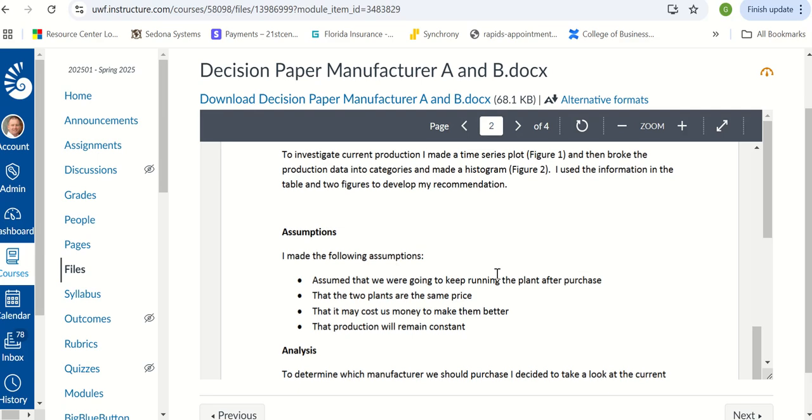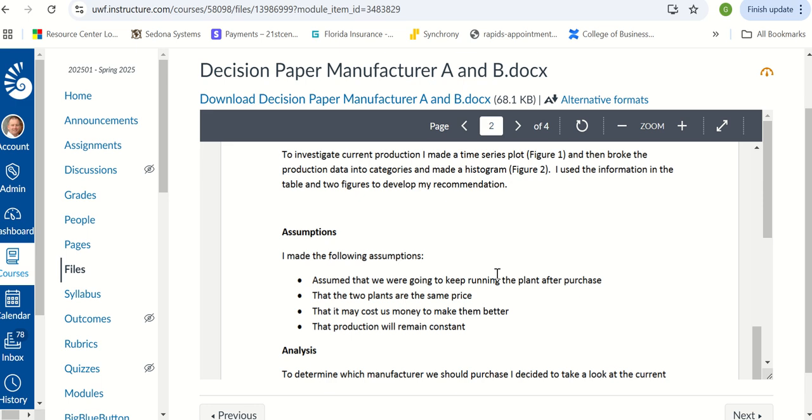Another section very important for decision papers is the assumption section. Assumptions allow me to move through life much faster, okay? I can't consider all of the different variables out there. I just don't have time for it. So oftentimes, whenever I'm writing up a decision paper, I make assumptions that allow me to put fences on what I'm going to look at.